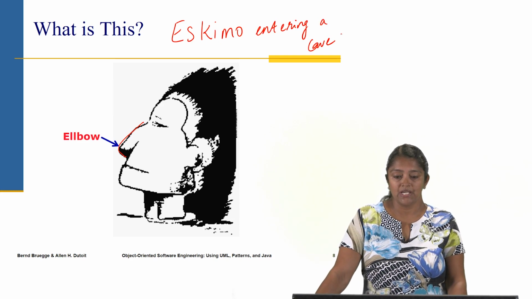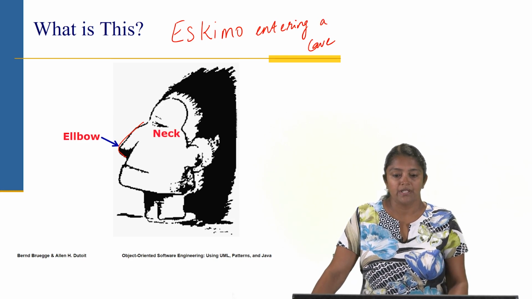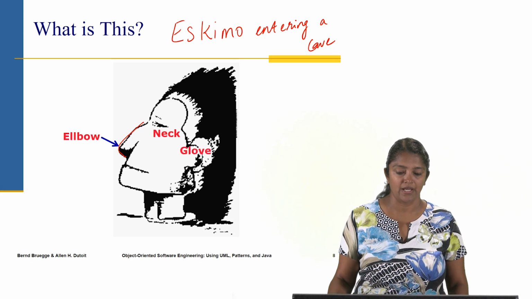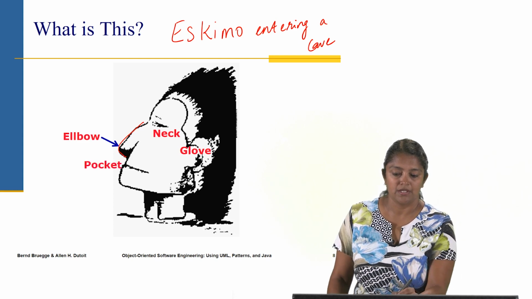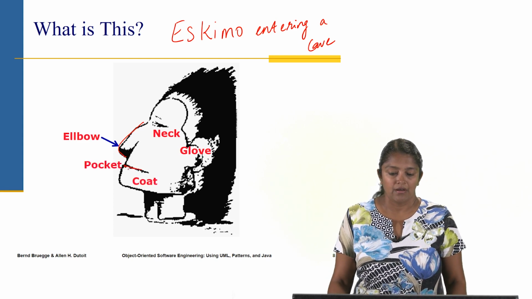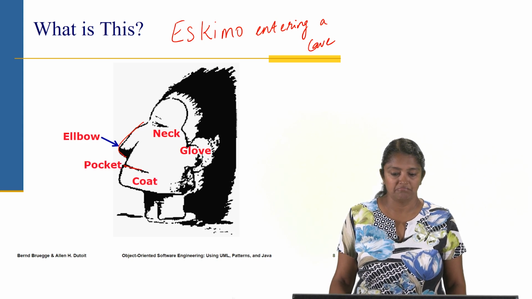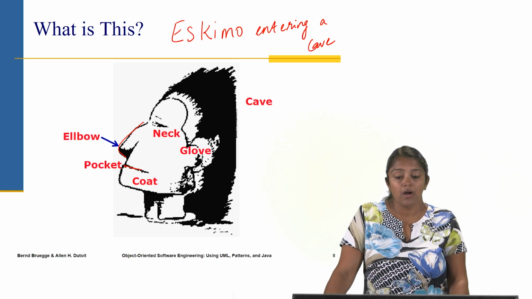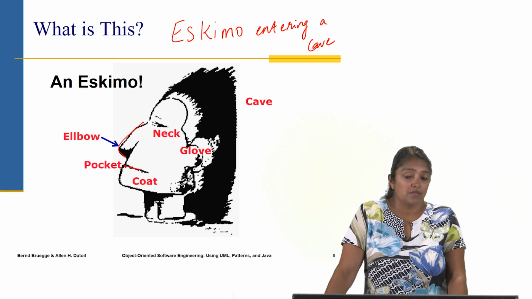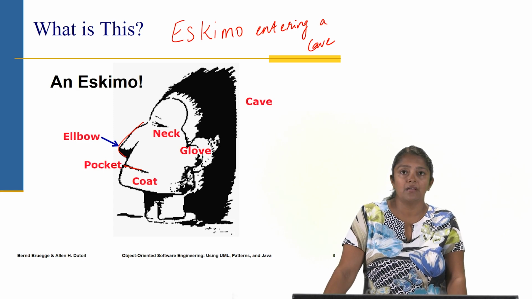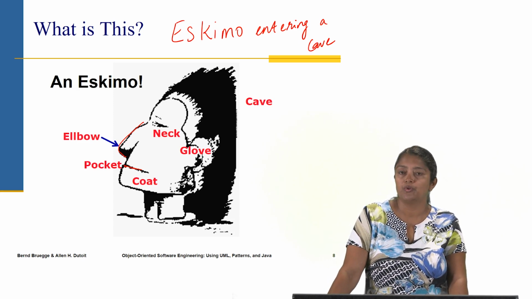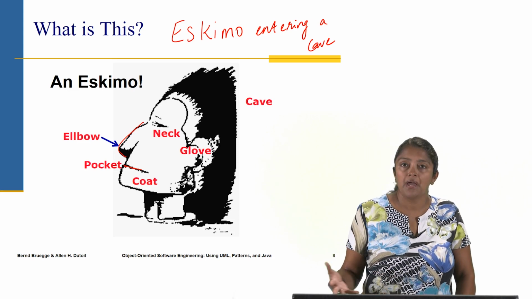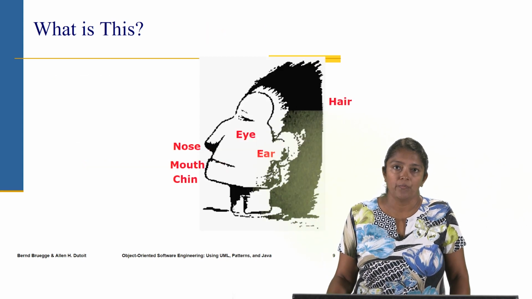So if that's what we see, then there's the elbow, there's the neck of the Eskimo, here's the glove in his hand, then there's the pocket on the Eskimo's jacket, and here's the cave into which the Eskimo is entering. So if that's the interpretation, then based on that, if you were to model it, we would model this as an Eskimo class, right, with attributes and behaviors that are specific to an Eskimo.